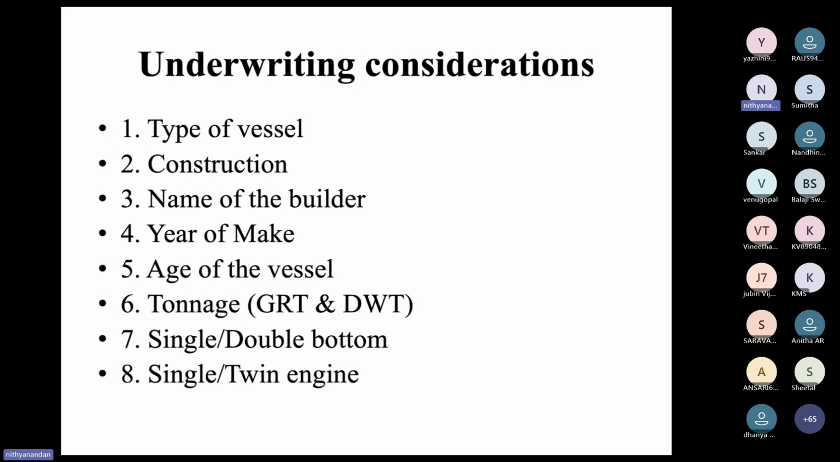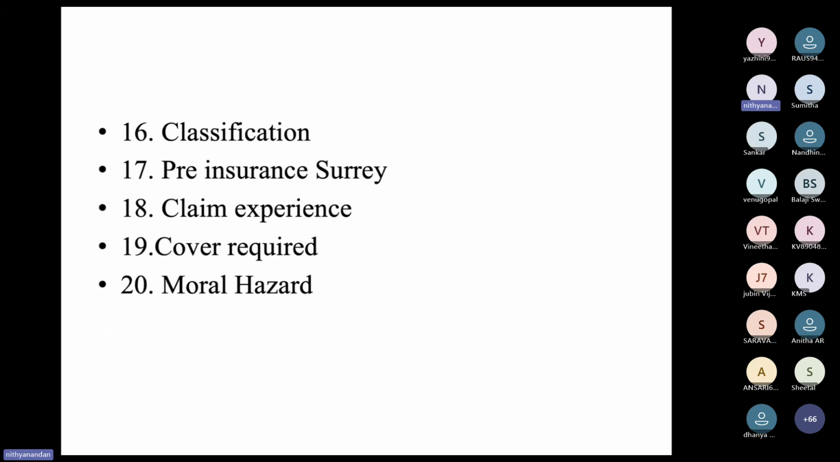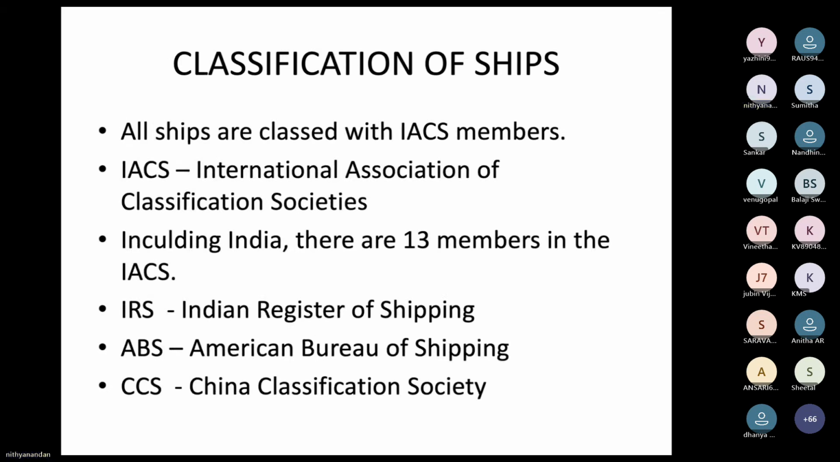What are the underwriting considerations? Type of vessel, construction, builder, year, age, tonnage, single or double bottom, single or twin engine, flag, trade, singleton or fleet. Singleton means an owner having only one ship. Fleet means the owner having more number of ships. Management of the vessel, prevailing repair cost, capacity of the fuel tank, fire extinguishing appliances, classification, pre-insurance survey, claim experience, cover required, moral hazard. All these things are to be considered before rating a ship.